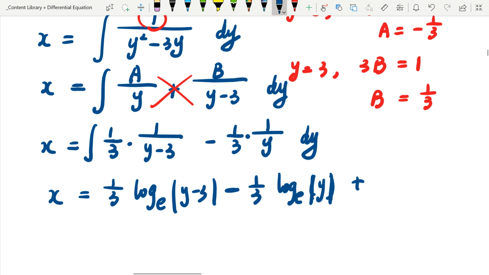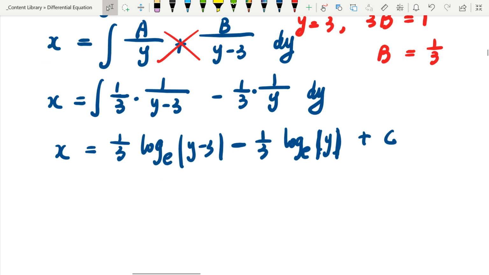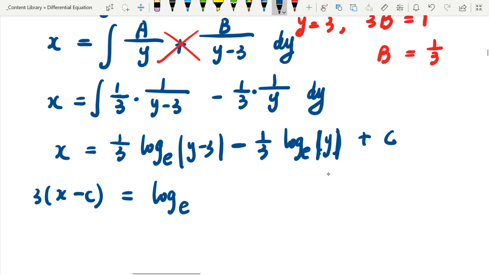And okay, plus c. What can you do with this plus c? I can move it across to the other side and multiply by 3, right? So it's 3 times (x minus c). And then on this side is log e of the modulus of y minus 3 over y, like that.